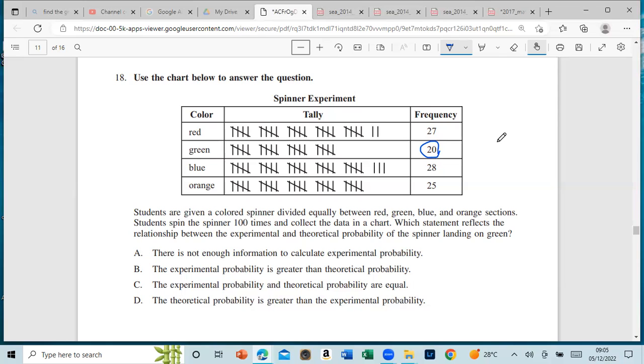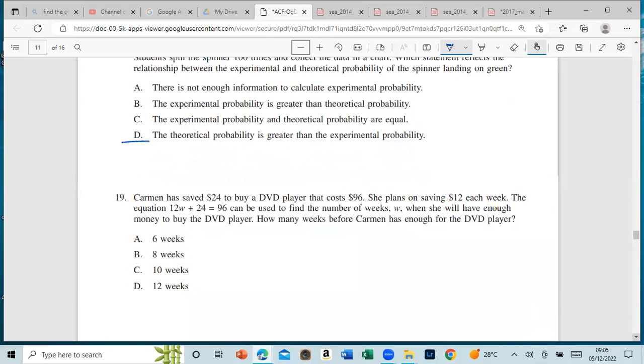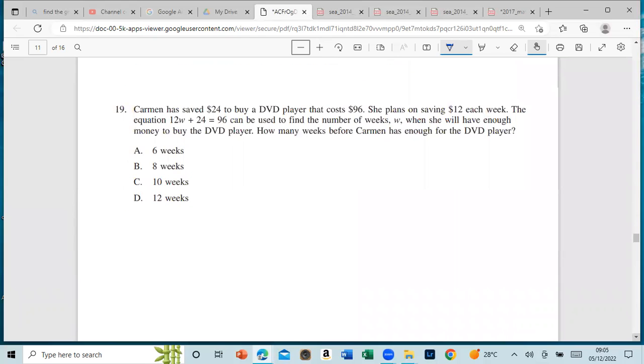Alright, so that would be D. The theoretical probability is greater than the experimental probability. Let's move on to 19.